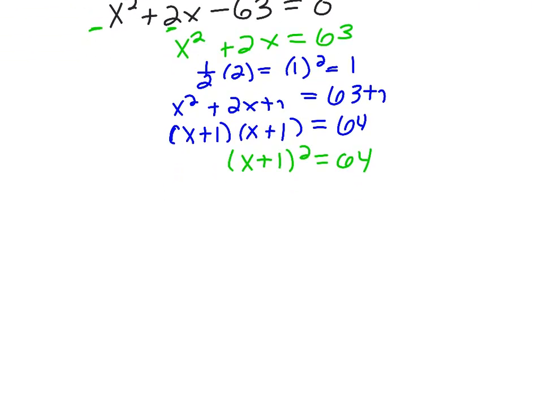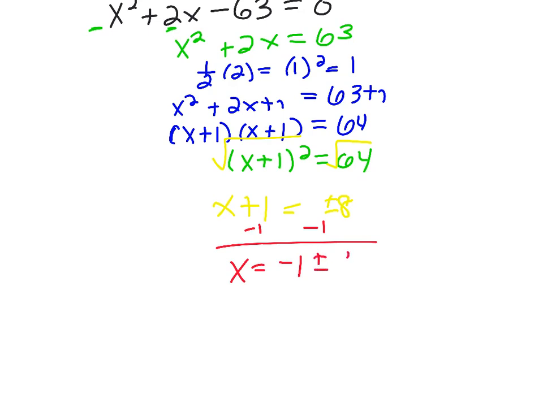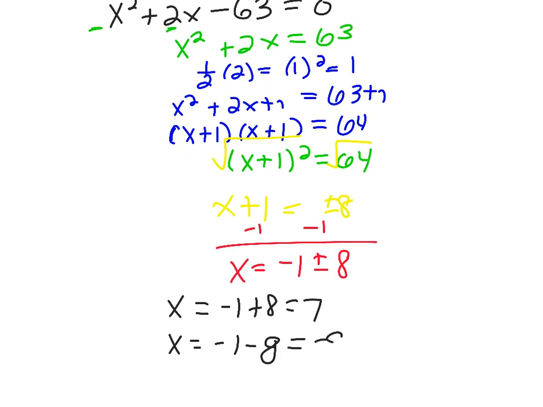To get rid of the square, we're going to square root both sides. I'm sure you remember that. So we get x plus 1 equals, the square root of 64 is 8, but I'm square rooting, so it's plus minus. Minus the 1 over. x equals negative 1 plus minus 8. You do have to finish this. Negative 1 plus 8 is 7. Negative 1 minus 8 is negative 9, okay? I have a feeling that negative, though, is not going to be a solution.